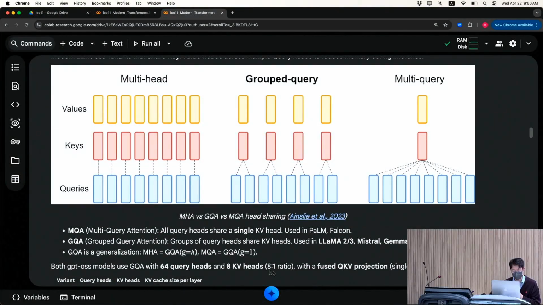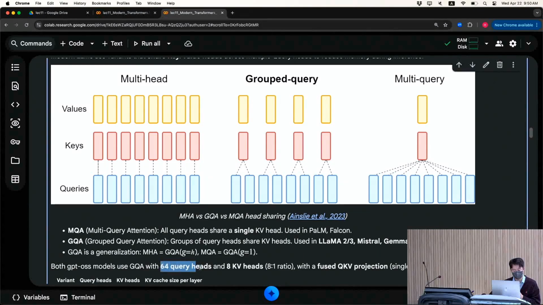In GPT-OSS, they use grouped query attention with 64 query heads and 8 KV heads. So there's an 8-to-1 ratio, where 8 queries share a single key and value. And also to compute each query, key, and value activations, they do fused projection, meaning they take X and multiply with the big concatenated QKV matrices. So you don't do 3 separate matrix multiplies.